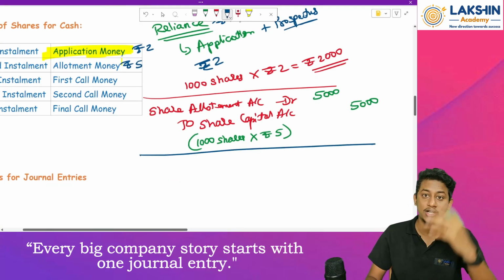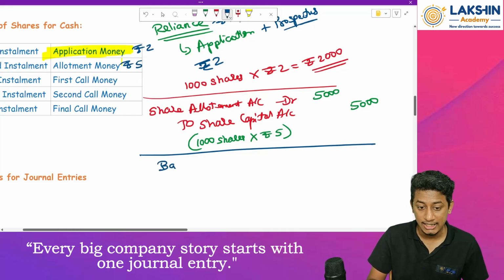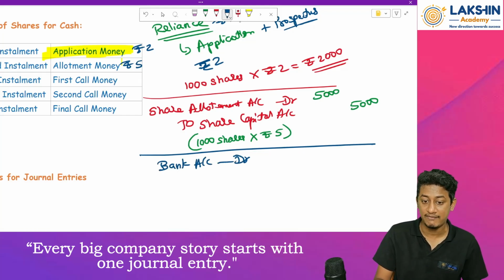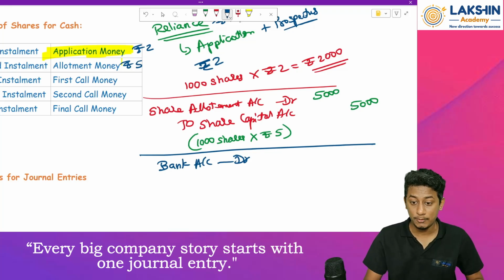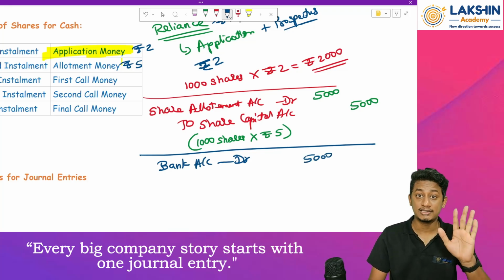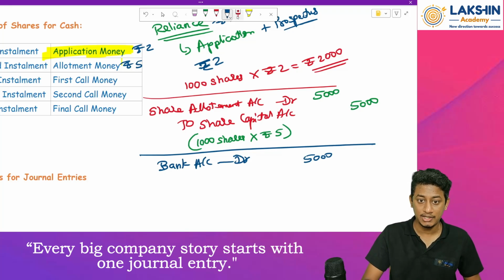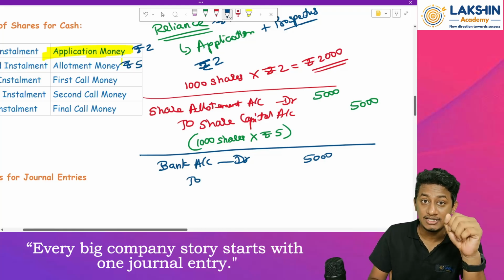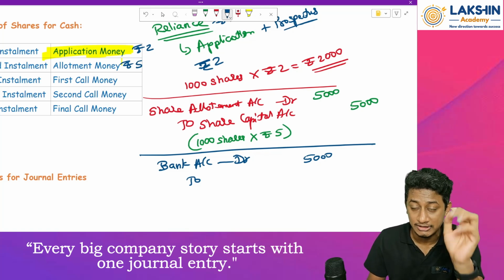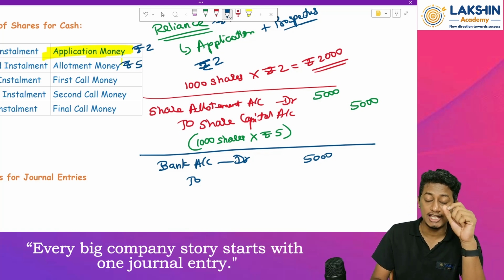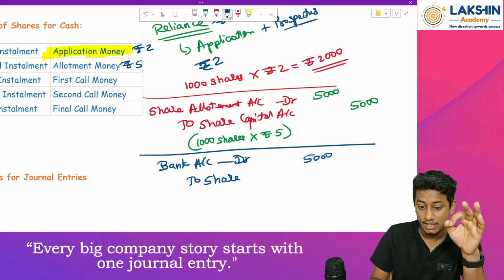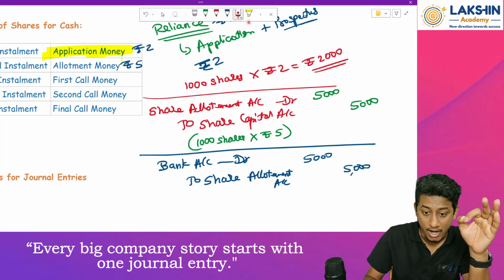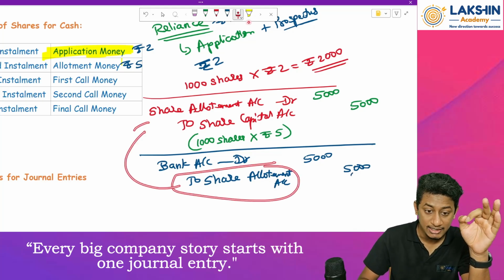Now, on XYZ date, I will receive money. Right? So once I receive the money, what will the entry be? The entry will be bank account debited, because bank is an asset, and whenever an asset increases, we debit the account. How much did I receive in the bank account? I have received 5,000 rupees as the allotment money. For what purpose has this money been received? Towards share allotment account, rupees 5,000. Alright, now I have created a liability and I have cleared the liability in the previous entry.